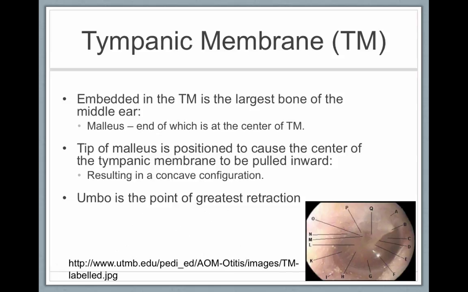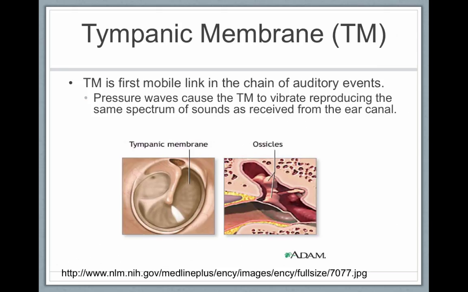The tip of the malleus is positioned at the center of the tympanic membrane, and it pulls the tympanic membrane up and inward, and it gives it that concave configuration. The point of greatest contraction is called the umbo. So again, here you see the picture looking straight on to the tympanic membrane, and then there's one of it at a cross section. And the malleus, the largest of the 3 ossicles, or the 3 bones in the middle ear, is embedded in the tympanic membrane, and it pulls it up and inward. And the point of greatest contraction is that umbo.